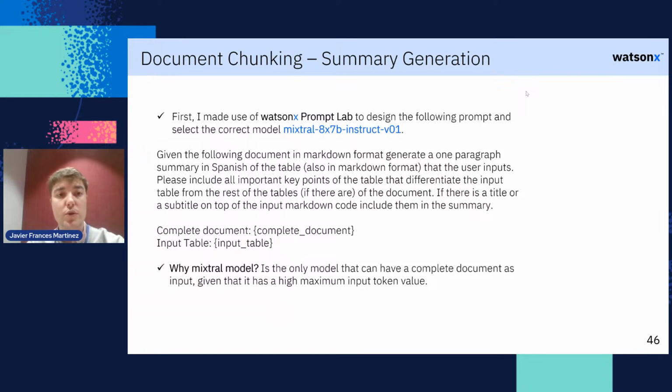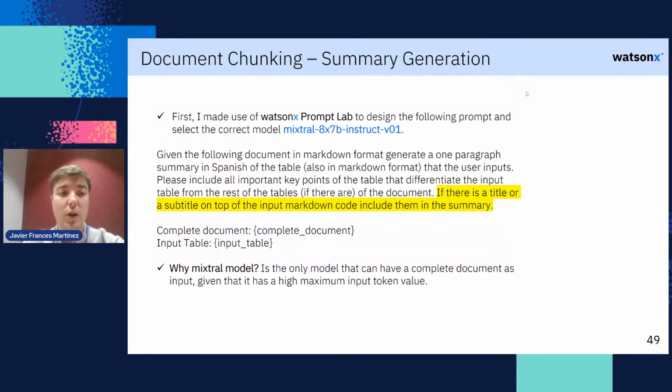But how are we going to generate those summaries for the markdown table representations? I made use of watsonx Prompt Lab, which is our generative AI platform to test and tune both LLMs and prompts. And we selected the Mixtral model with the following prompt. As you can see: Given the following document, please generate a one-paragraph summary in Spanish. Please include all the key points of the table that differentiate the input table from the rest of the tables if there are any in the document.